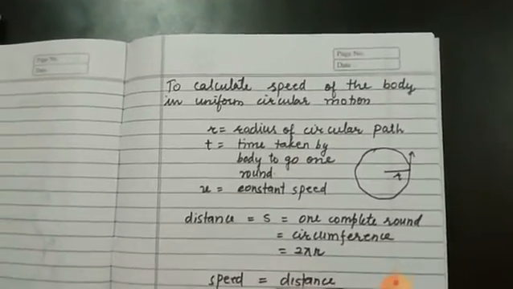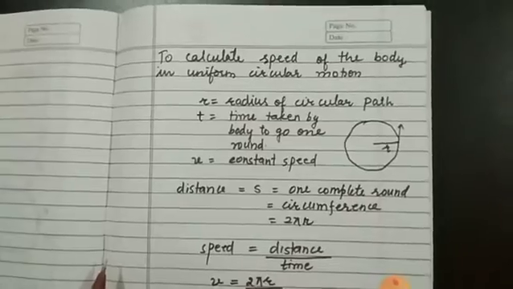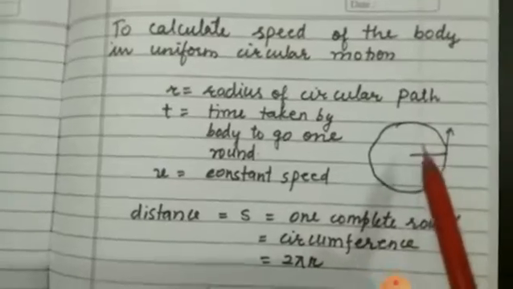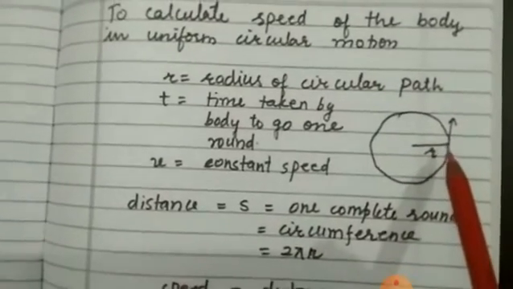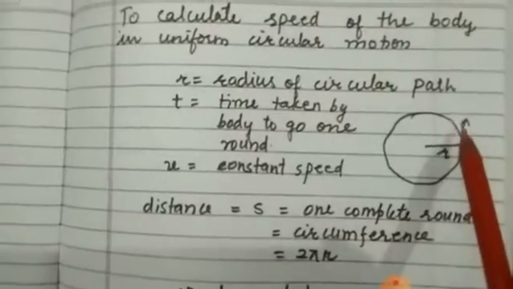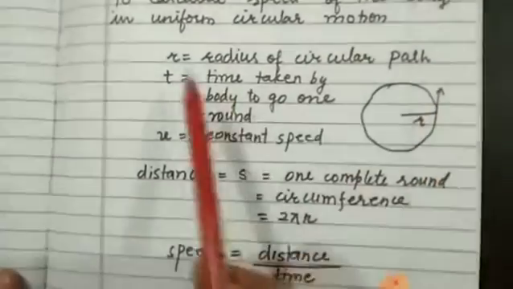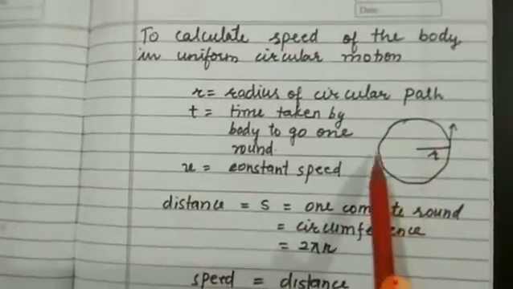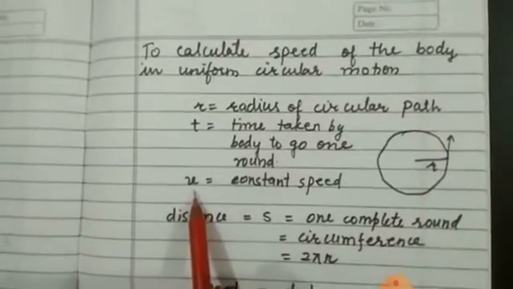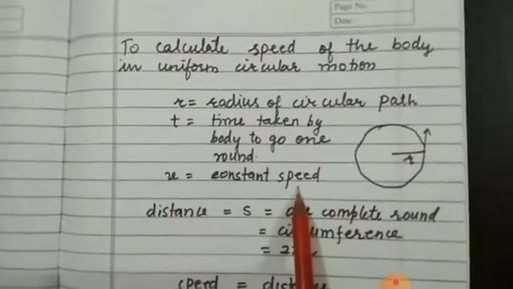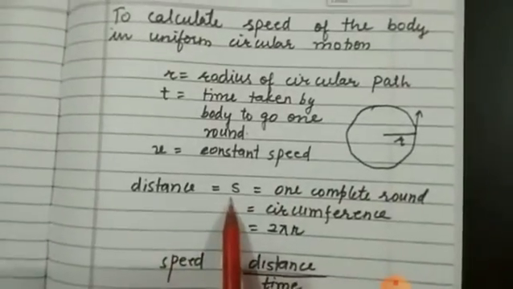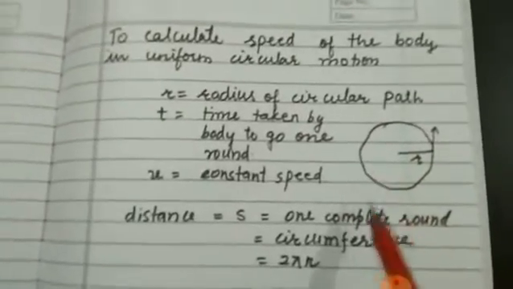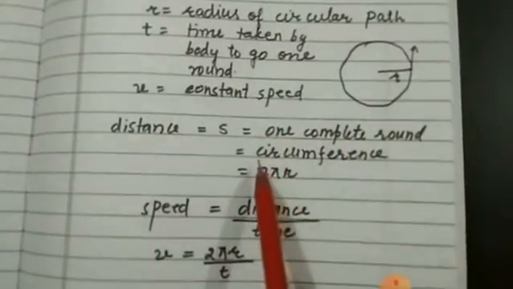Now let us calculate the speed of the body in uniform circular motion. For this, consider a circular path of radius r and the object is moving like this. So this is the direction which is changing. r is the radius of the circular path. T is the time taken to complete one round. v is the constant speed of the object, and s is the distance. Which distance? The distance of one complete round. So this one complete round means circumference.